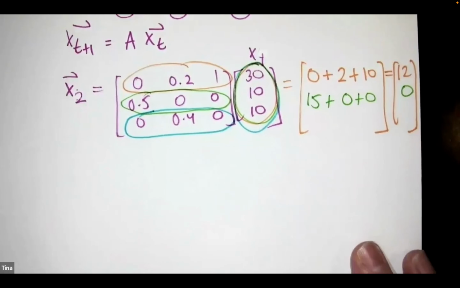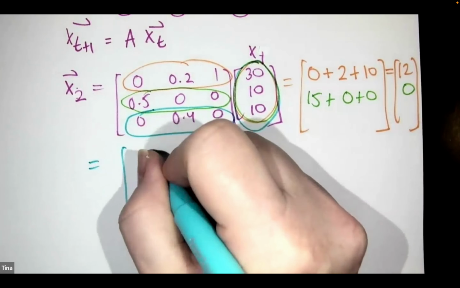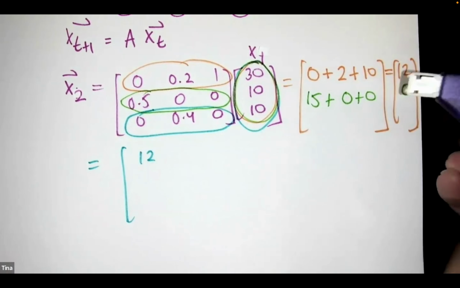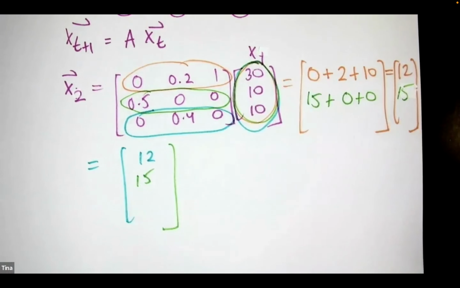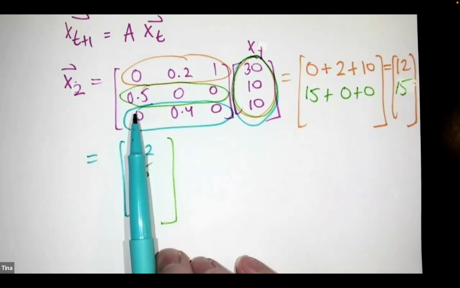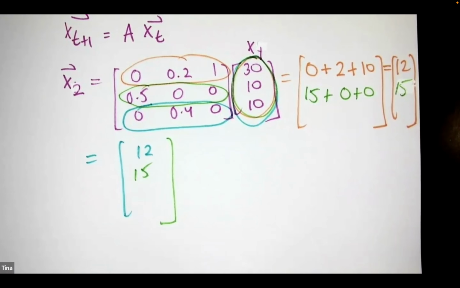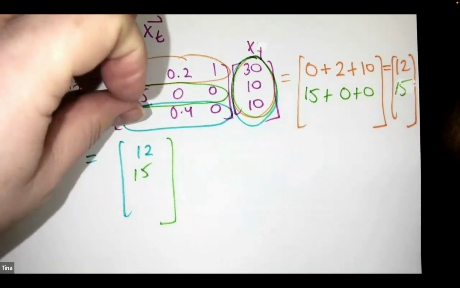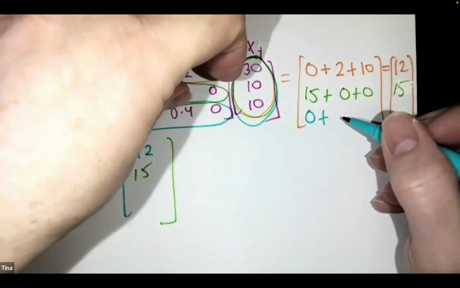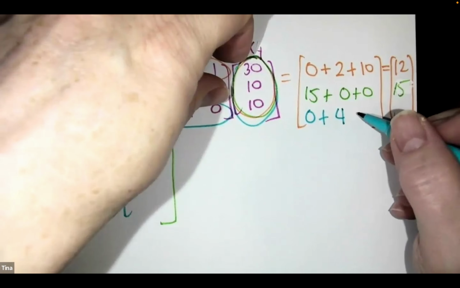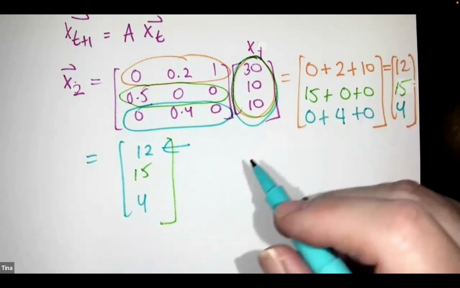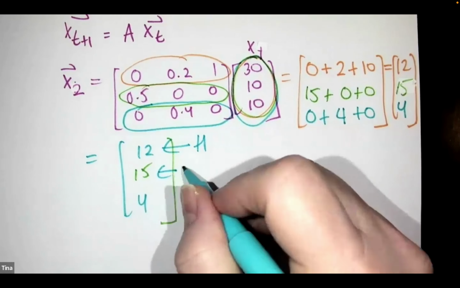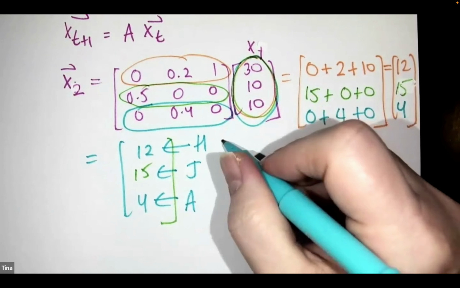Okay, what's your bottom number going to be? I'm just going to write out what this is, oops, I wrote 0 here. 15 plus 0 plus 0, 15. Believe me. Okay, too busy looking at the zeros. So what's this row dot the vector? 0 times 30 is 0, plus 0.4 times 10 would be 4, plus 0 times 10 is 0. So that means at the end of year 2, if we call it that, there'd be 12 hatchlings, 15 juveniles, and 4 adults.